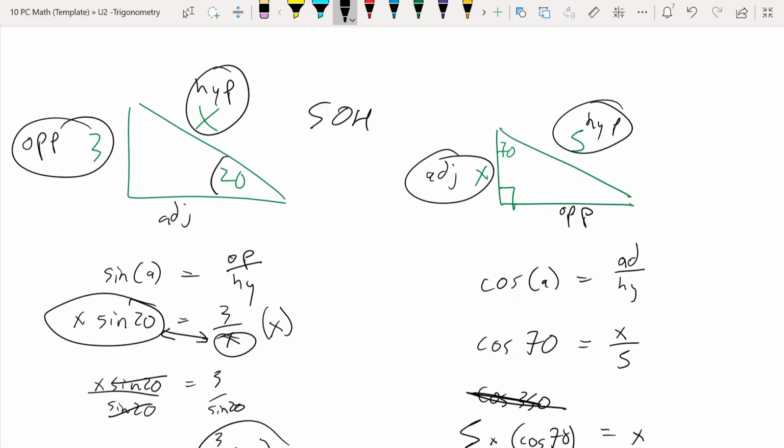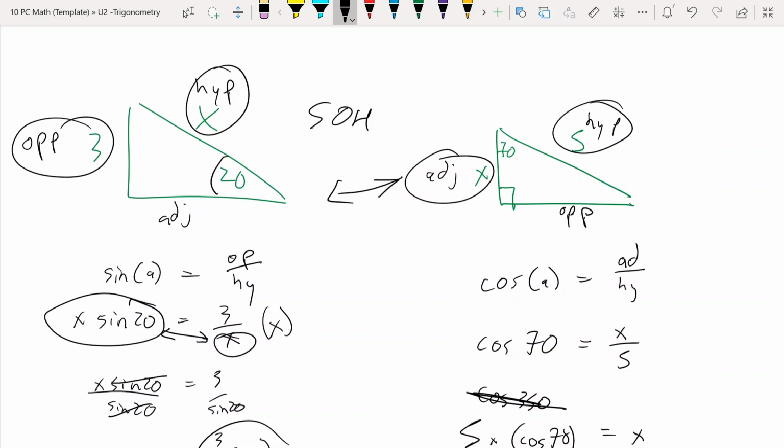So when I actually put that in my calculator, 5 times cos 70 gave me x equals 1.71, which was the hypotenuse. These were different triangles. They weren't the same. They just looked the same. So we got our final answer. We should write centimeters, whatever.